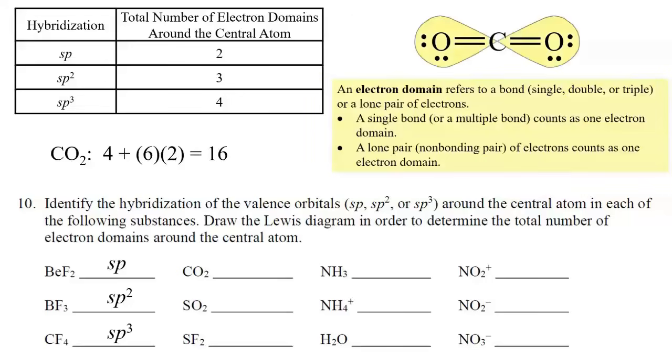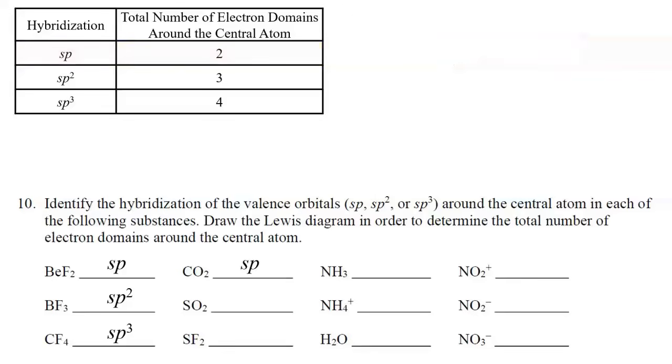An electron domain refers to a bond, whether it's single, double, or triple, doesn't matter. A single bond or a multiple bond counts as 1 electron domain. And although there are no lone pairs of electrons on the central atom, a lone pair of electrons does count as an electron domain. So we'll see that in future examples. But for this molecule, CO2, 2 electron domains, sp hybridization.